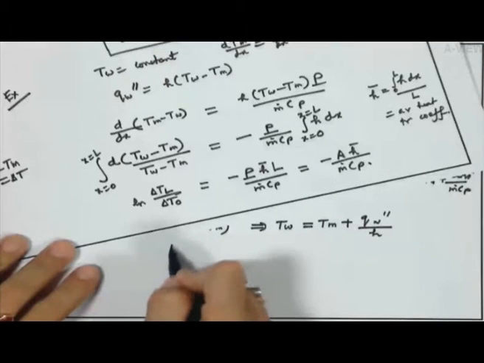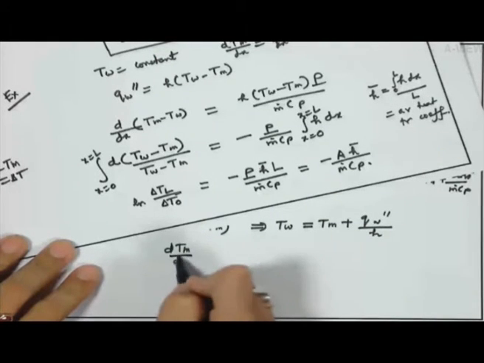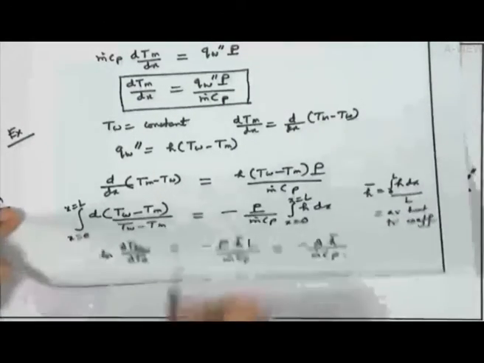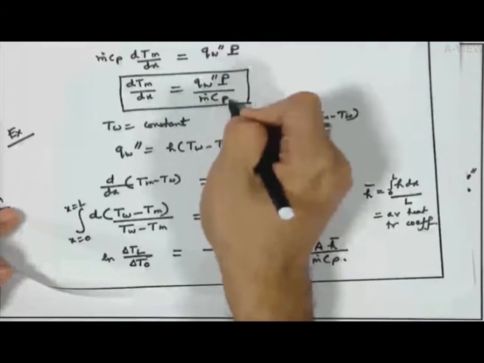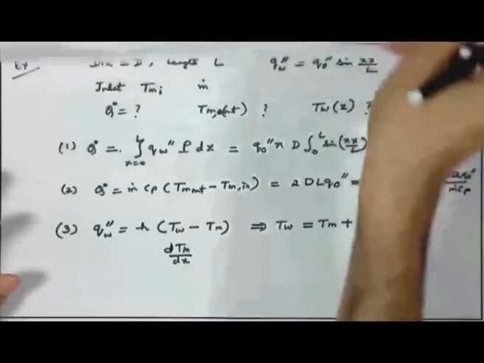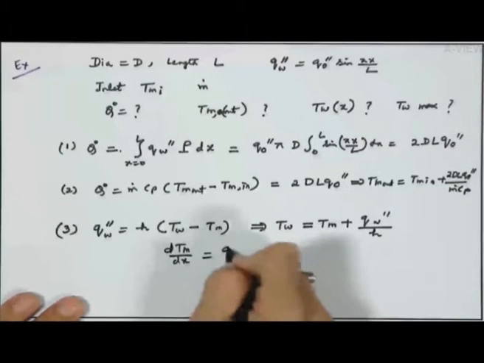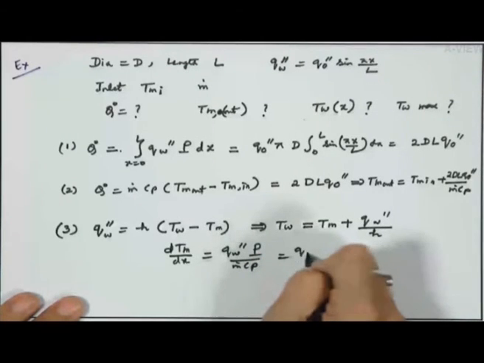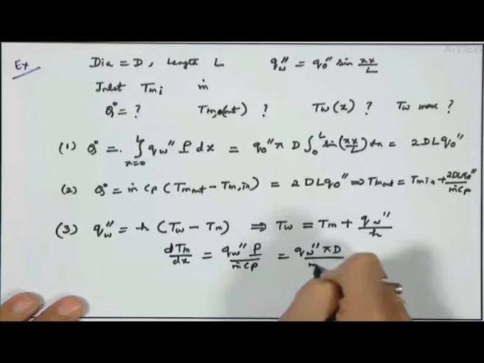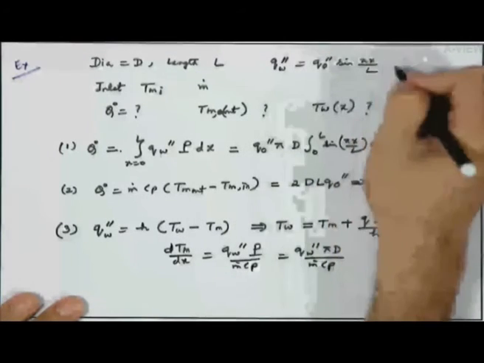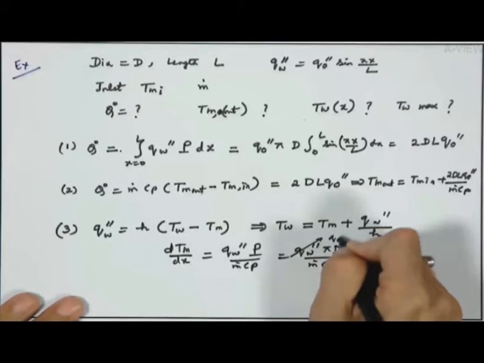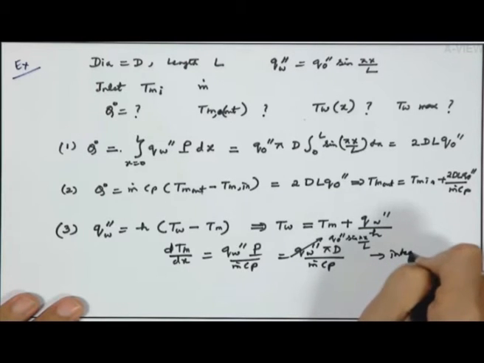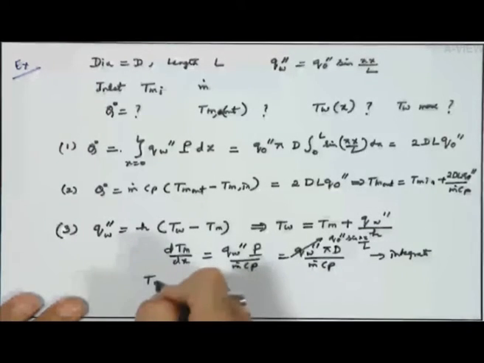So, dTm dx, this expression that I have just derived, I am bringing it here again. dTm dx is equal to q wall into P by m dot Cp. So, q wall into pi d by m dot Cp, where q wall is this q0 into sin pi x by L. So, if you integrate it, you will get Tm as a function of x.